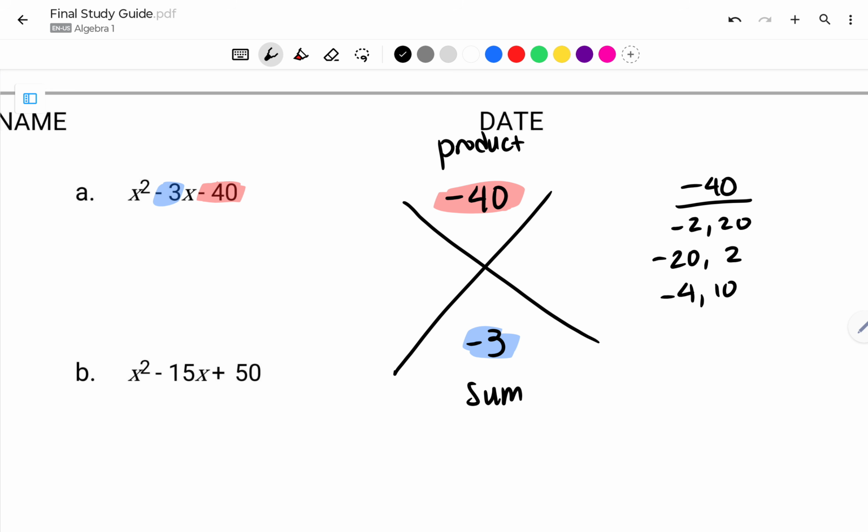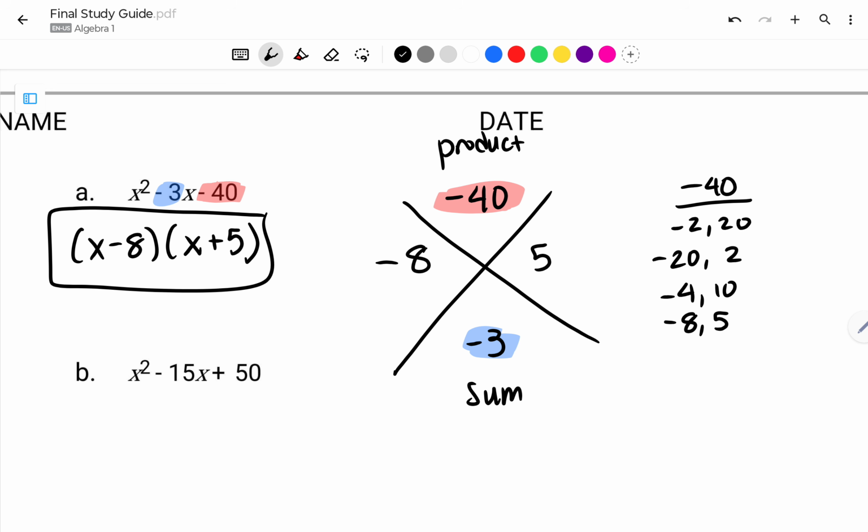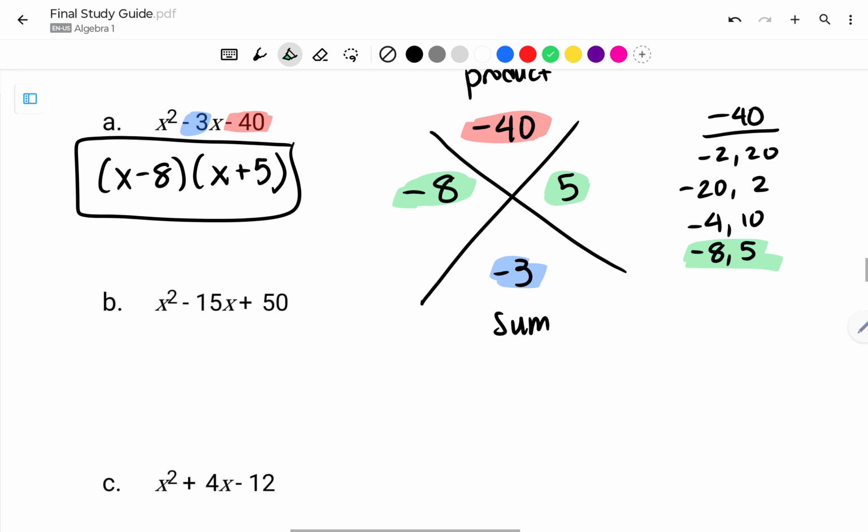What about 8? Negative 8 and 5. Negative 8 times 5, that's negative 40. Negative 8 plus 5, yeah, that works. That gets you negative 3. So my two factors are going to be x minus 8 and x plus 5. And those are my two factors. Okay, just keep doing that.